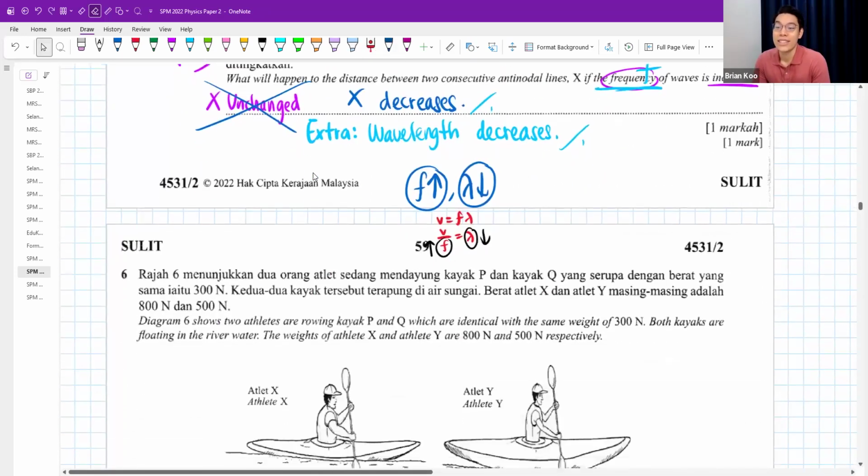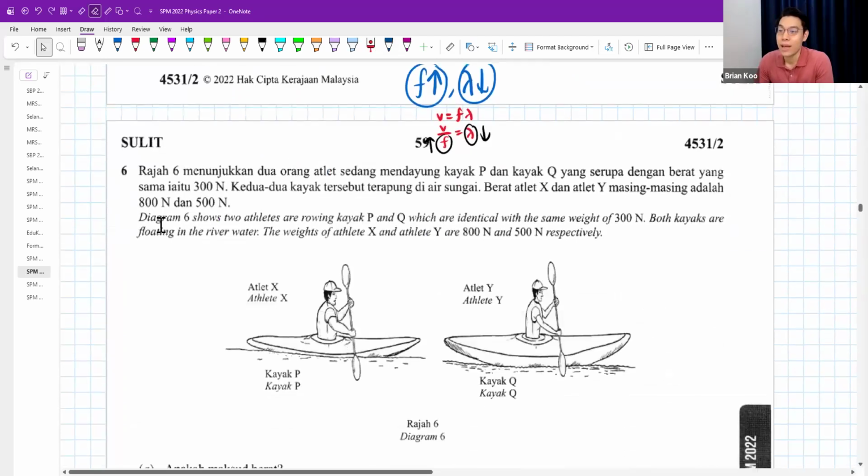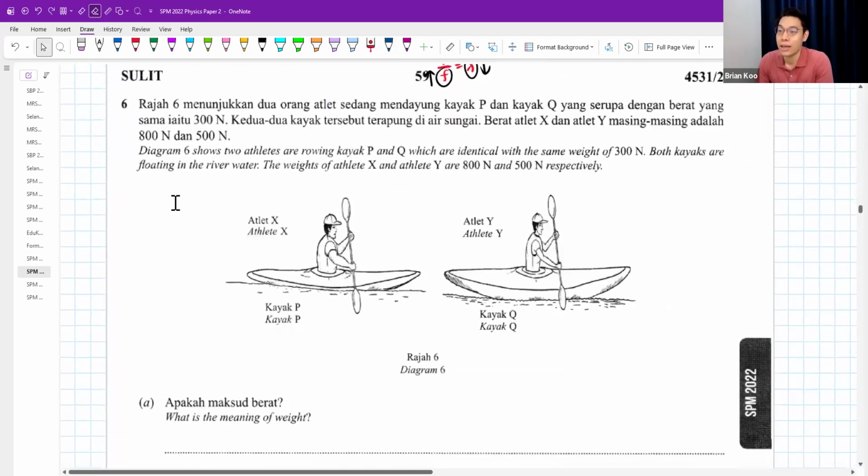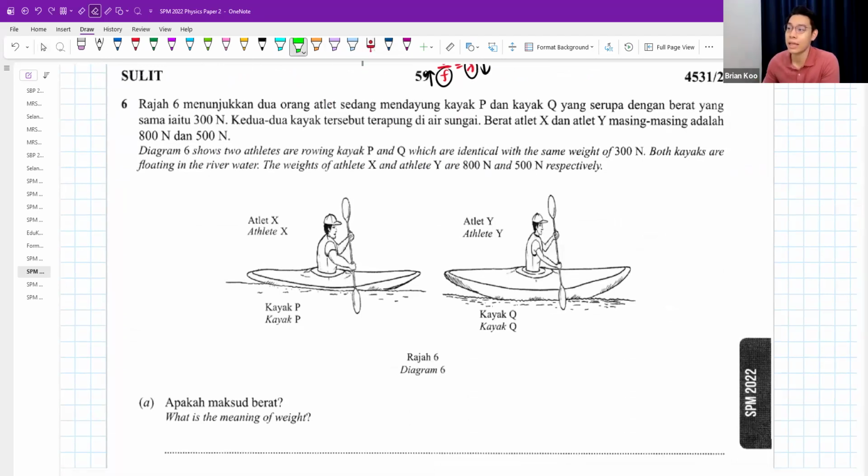Okay, question 6. Diagram 6 shows two athletes rowing a kayak, P and Q, which are identical. The kayak has the same weight, 300 newtons. Both kayaks are floating in the river water. Athlete X and Y are 800 newtons and 500 newtons respectively. The kayak is this weight. 800 and 500 is the weight of the humans.